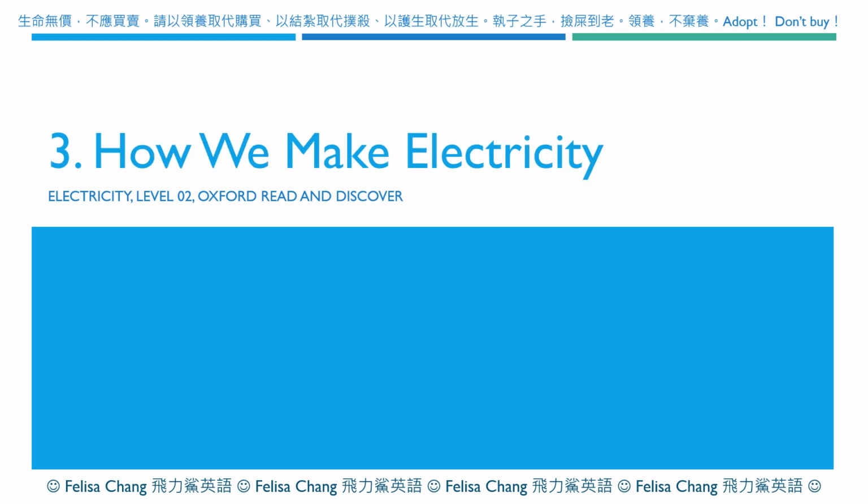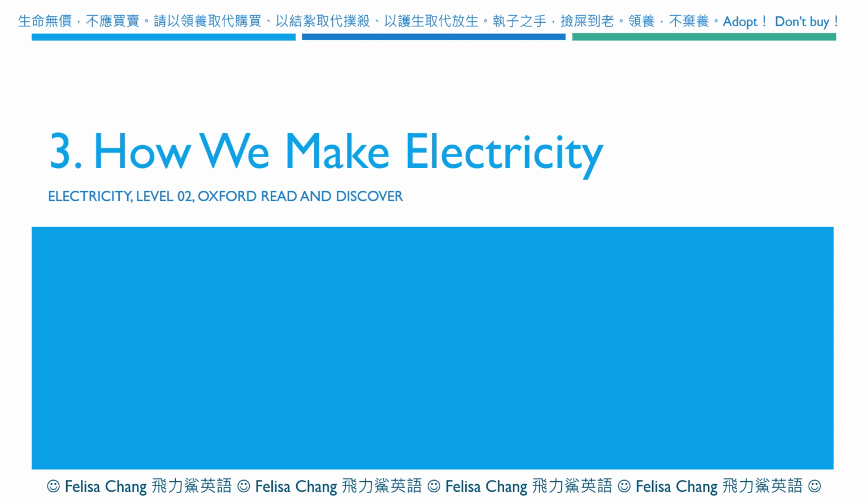Chapter 3. How we make electricity. We make electricity in power stations. We use this electricity to make machines work. Many power stations use coal to make electricity. We burn the coal to make water hot. Hot water makes steam. The steam turns a turbine. The turbine turns a generator. Then the generator makes electricity.